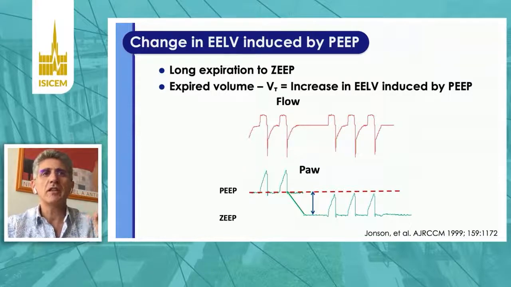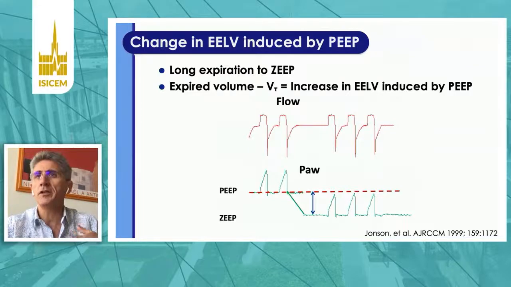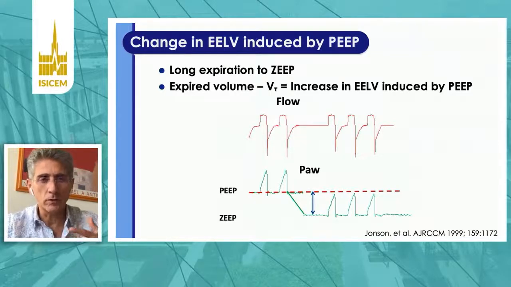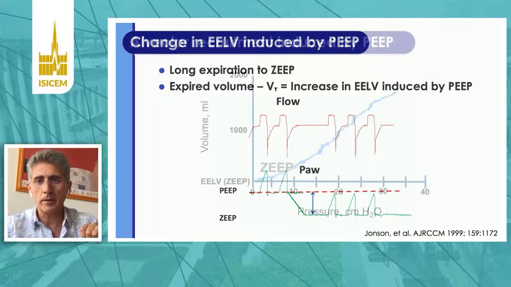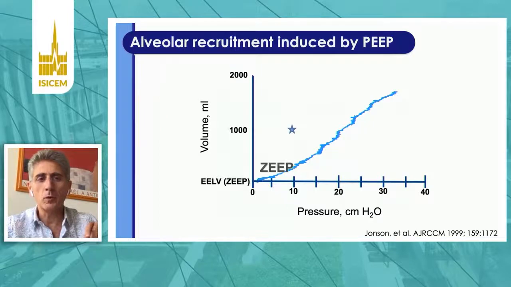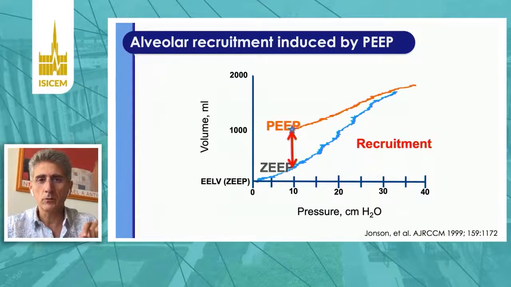The difference between the expired volume and the tidal volume represents the increase in end-expiratory lung volume induced by PEEP. This has been nicely delineated by Johnson and colleagues 20 years ago. Now, as soon as you have measured this increase in end-expiratory lung volume by PEEP, you can superimpose these two PV curves and assess the recruited volume.